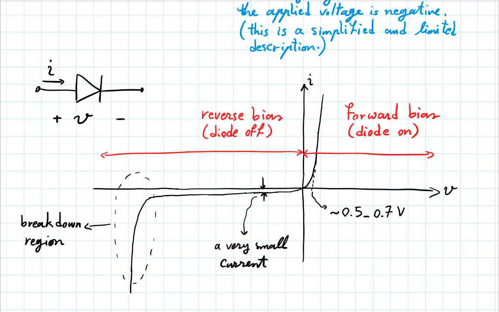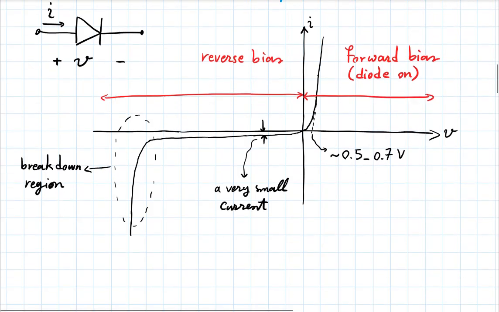And well, technically, if it's in breakdown, it's not off anymore. So it's allowing current in the reverse direction. So maybe I'll put this diode off. Although the breakdown is still reverse bias, but it's not necessarily off. So let's say this is maybe where the diode is off. But often you would see this definition of diode being off extended to all negative voltages. So maybe it's good to specify exactly what one means.